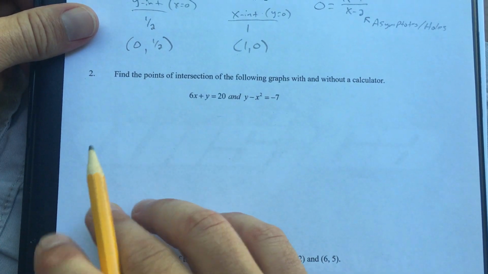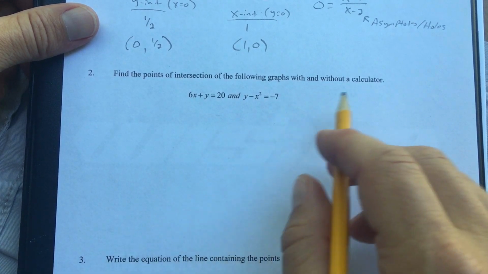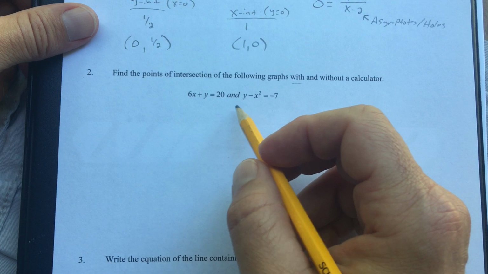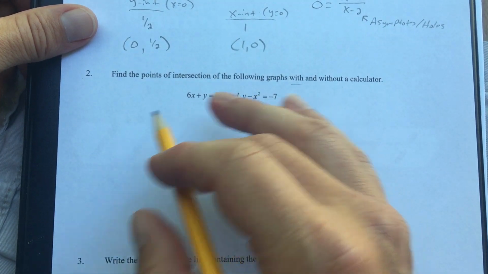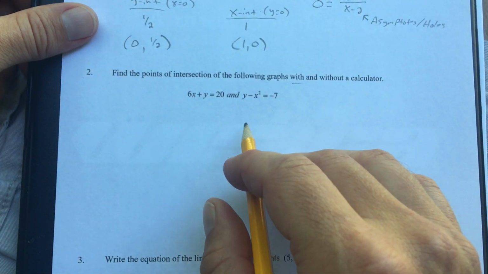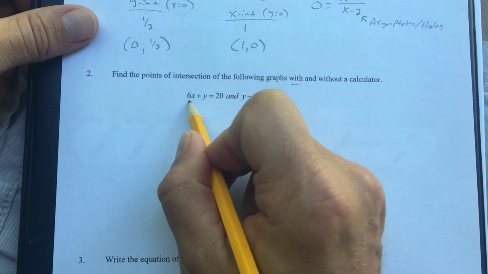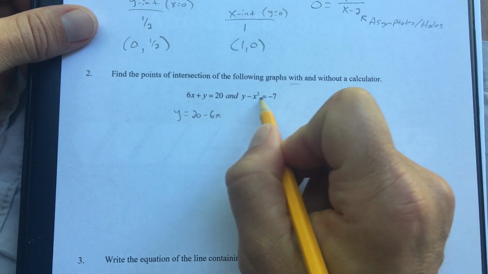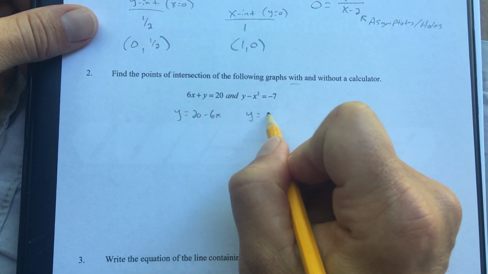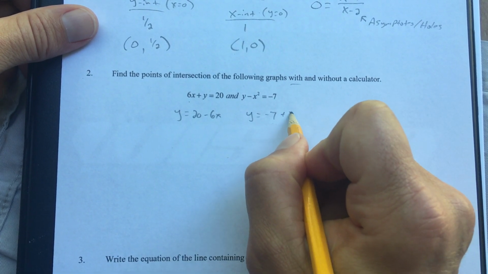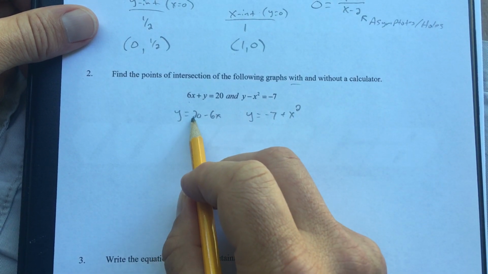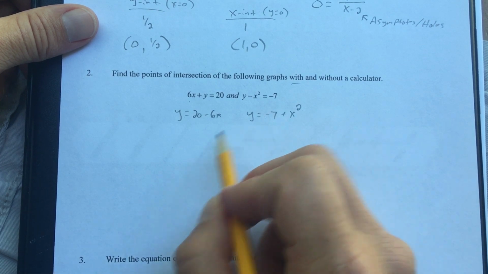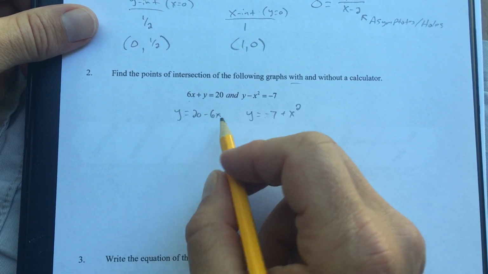Number 2 here says, find the points of intersection for these graphs without a calculator. Now, with the calculator, I can assume you can get y by itself and graph it. And so we'll just do it without, and then you can use your calculator to check later. So if I subtract 6x here, I get y equals 20 minus 6x. If I add x squared here, I get y equals -7 plus x squared. Again, we could go on the calculator, put this into y1, y2, make sure we have a big enough window to see where these intersect and use the intersect function on our calculator.